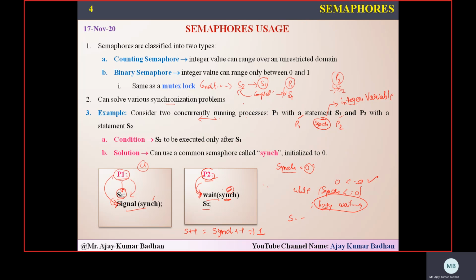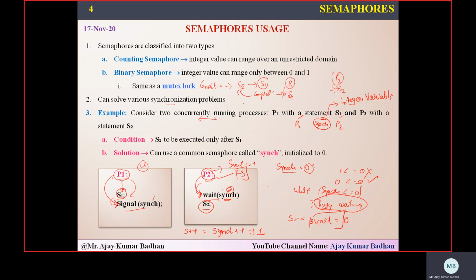Now when process P2 executes, the sync value is 1. So when it executes the wait operation, the condition 1 less than or equal to 0 fails. Now P2 can access the critical section, then S minus minus. So again the SYNCH value becomes 0. And now P2 is executing the statement S2.